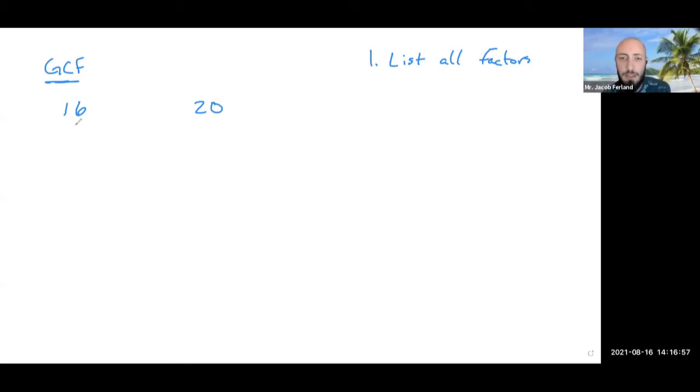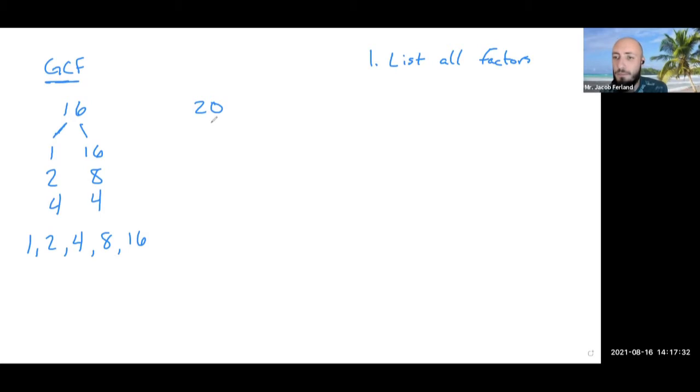So let's list all of the factors of 16 and 20. So we know that 1 times 16 is 16, 2 times 8 is 16, and 4 times 4 is 16. So now we know that all of our factors for 16 are 1, 2, 4, 8, and 16. We want to list them in order from least to greatest so we can see which one is the biggest common factor once we get that far. So now let's do 20.